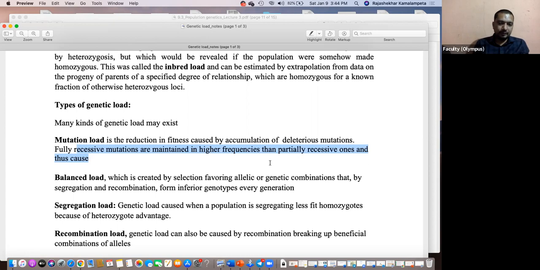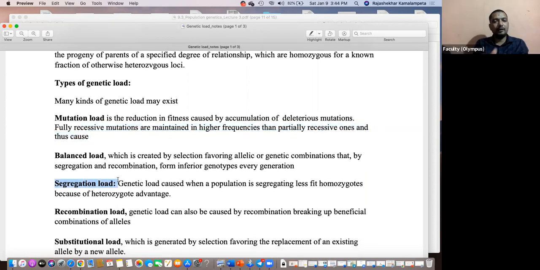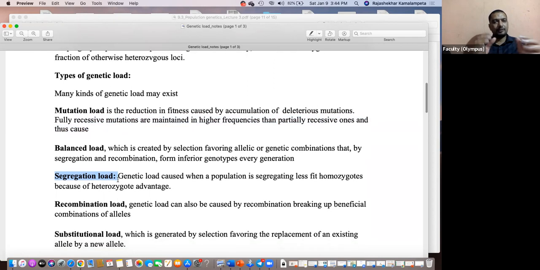Next, I would like to tell you briefly about segregation load. I'm using a different order here. I'll pick something that is easier for you to follow first, and later a bit more difficult ones. So what is segregation load? Where did we hear about segregation? Where did you hear the term segregation before? The Mendelian law of segregation, right? Segregation means separation.